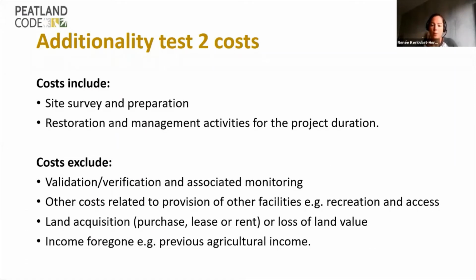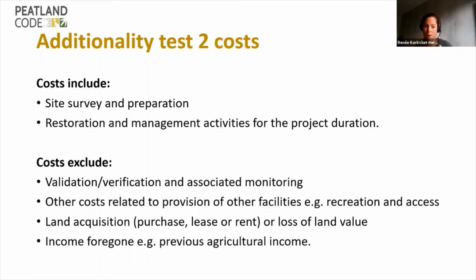So what kind of costs can come under that additionality rule 2? That minimum 15% of the project duration. So there's your site survey and preparation, and restoration and management activities for the project duration. Costs that cannot be included in this test are the cost for validation and verification and associated monitoring, other costs related to provision of other facilities, for example, recreation and access, land acquisition or loss of land value, and income foregone are all not included in this test. And that's all clear in the additionality calculator.